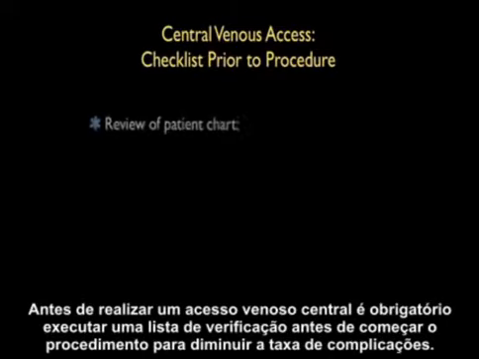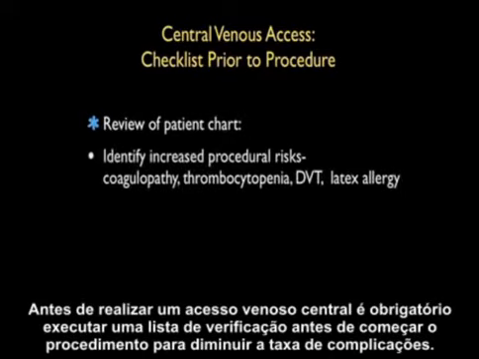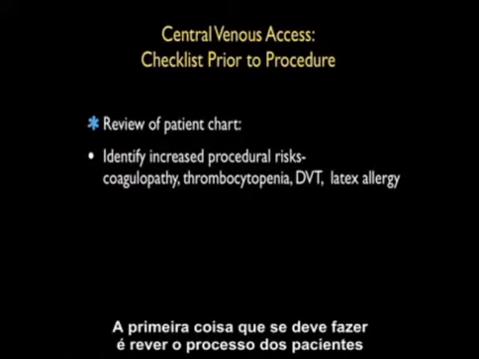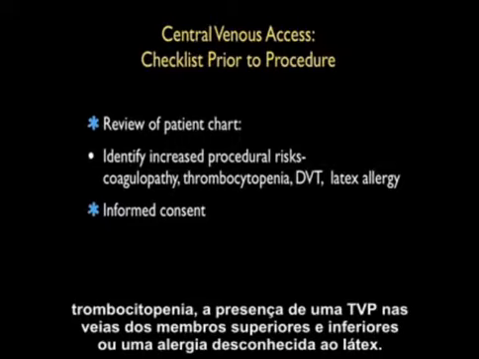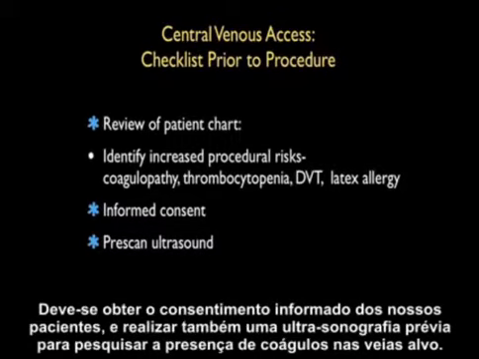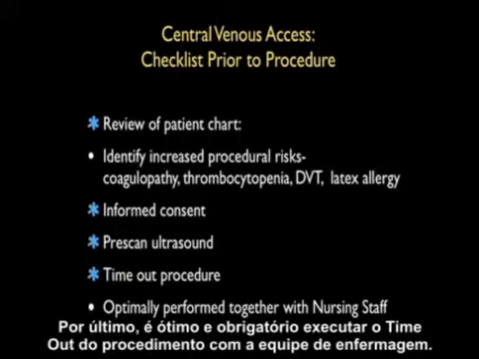Before performing central venous access, it's mandatory to perform a checklist prior to the procedure to decrease the complication rate. The first thing one should do is to review the patient charts for those increased procedural risks to our patients, such as a coagulopathy, thrombocytopenia, the presence of a DVT within the upper extremity or lower extremity veins, or a known latex allergy. One should obtain informed consent from our patients, also performing a pre-scan ultrasound to look for clot in the targeted veins. Last but not least, it's optimal and mandatory to perform a timeout procedure together with the nursing staff.